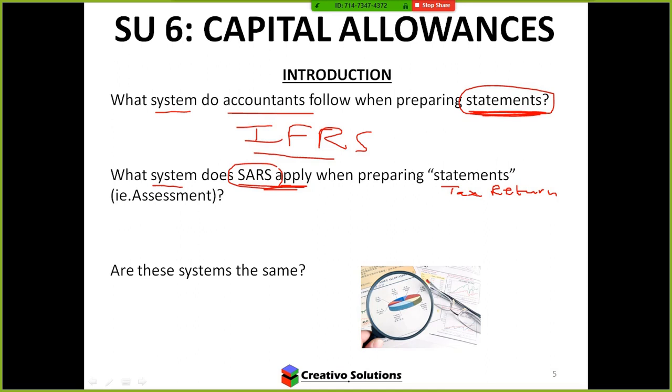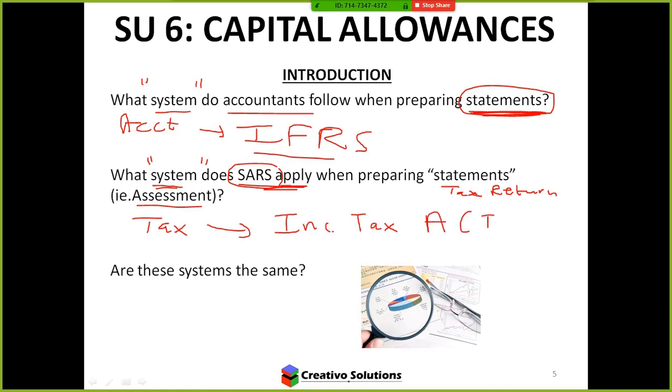What system do they use when looking at your assessment? Is it e-filing? No, e-filing would be the platform. The system would be, or the rules, I should say. I'm just using system loosely. The system that accountants use would be the accounting system, and the rules would be IFRS. In this system, it would be a tax system, and the rules would be the Income Tax Act. The most important thing is just the word act, in other words, legislation.